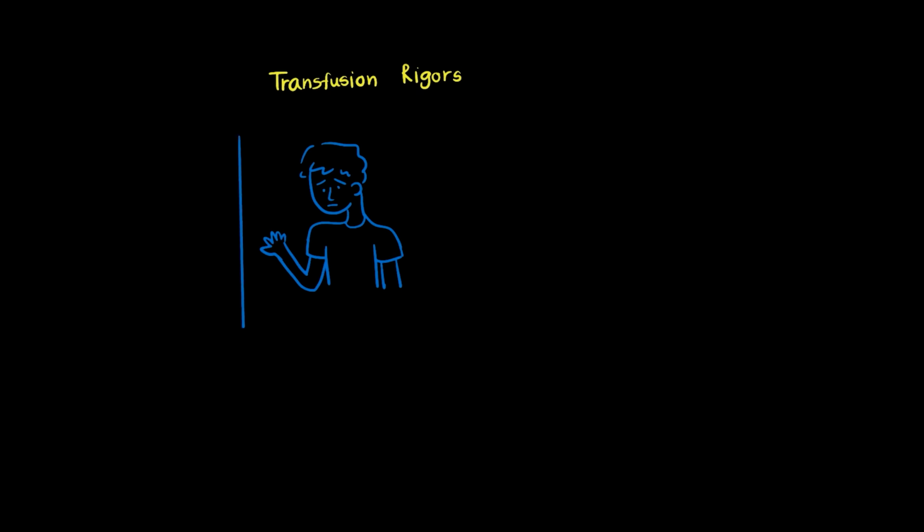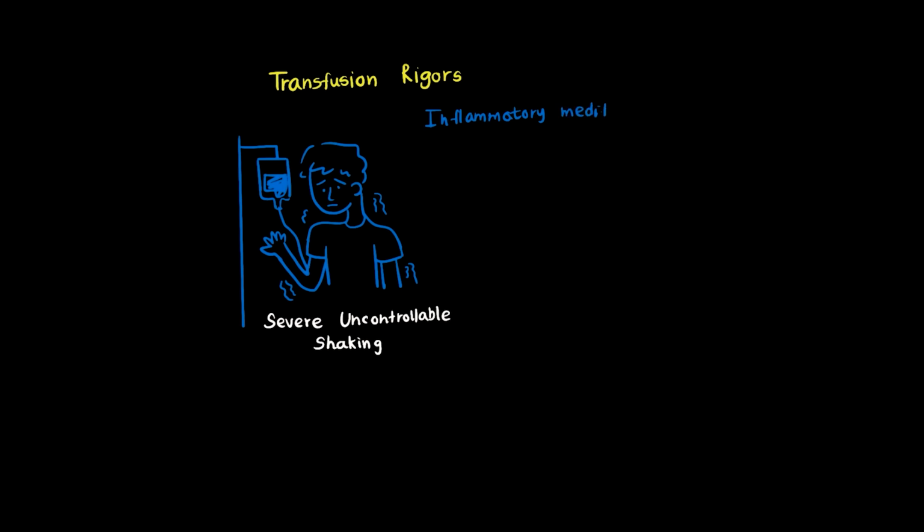Managing transfusion reactions requires understanding the specific symptom mechanisms. During blood transfusions, rigors, severe shaking chills, can occur as an immune response. These aren't simple shivers, but violent, uncontrollable shaking that's extremely distressing. The body releases inflammatory mediators causing this reaction.